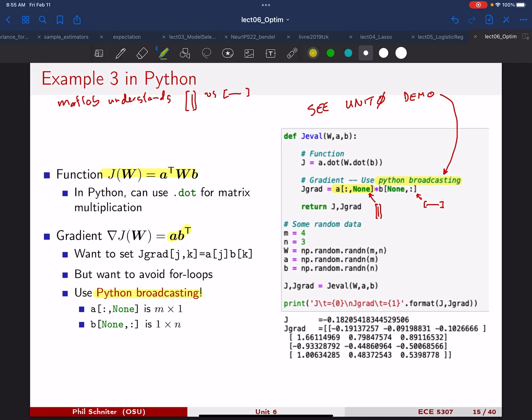So over here, I was basically saying the same thing as on the right. Once we've programmed this function, we can just make, let's say, a 4x3 matrix for W. A is a vector with 4 entries. B is a vector with 3 entries. We evaluate our function, and we can print out the different things it returns. So J is a scalar, and then the gradient, you can see, is a 4x3 matrix.